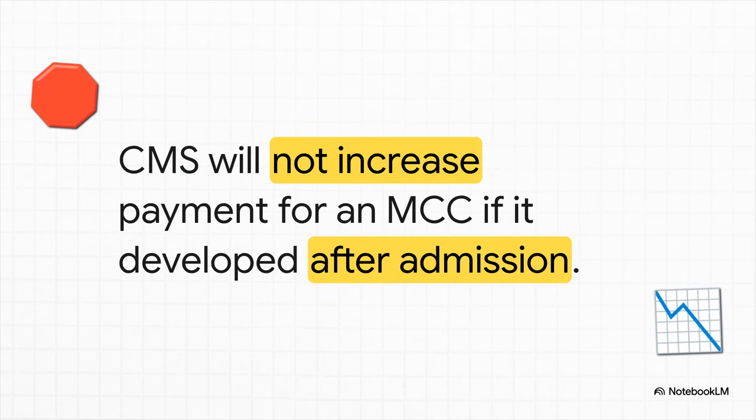So why is that physical input so critical? Well, under the Deficit Reduction Act policy, CMS will absolutely not increase payment for an MCC if it developed after admission. For instance, if a patient comes in and then develops a severe deep vein thrombosis, or DVT, on day 3, that POA flag gets an N. It's considered a hospital-acquired condition, or HAC. Even though a DVT is normally a major multiplier, the grouper software will actively block it from increasing the DRG payment because it wasn't present on admission.